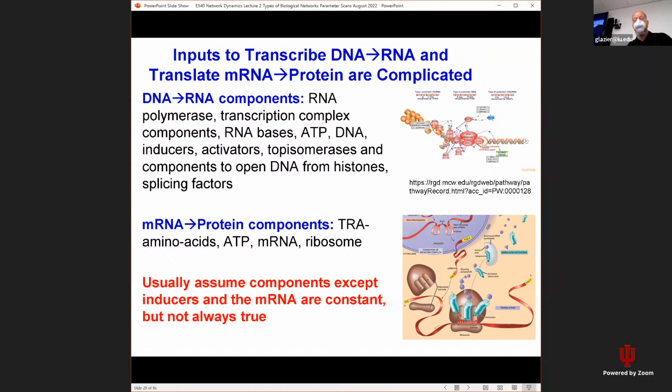In reality, for example, in a cell infected with virus, you can run out of pieces and that can cause the cell to die. We also need energy to do this. So if the cell runs out of ATP, its energy currency, it's going to stop doing this.